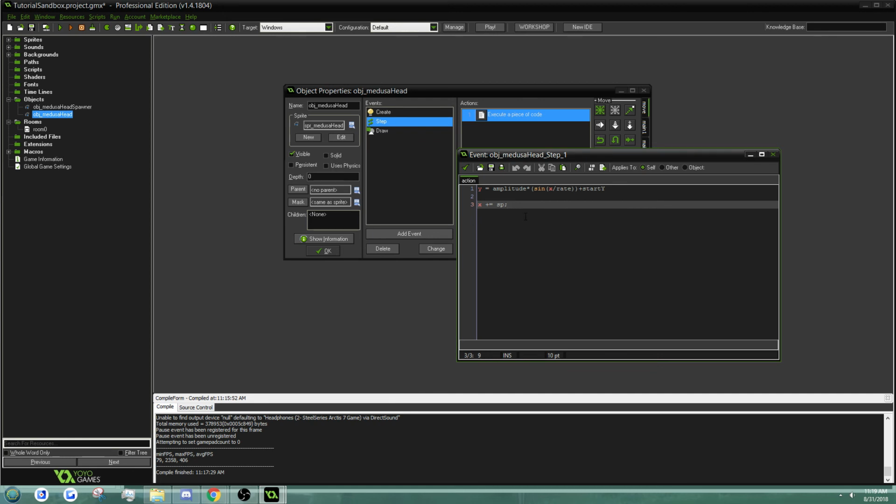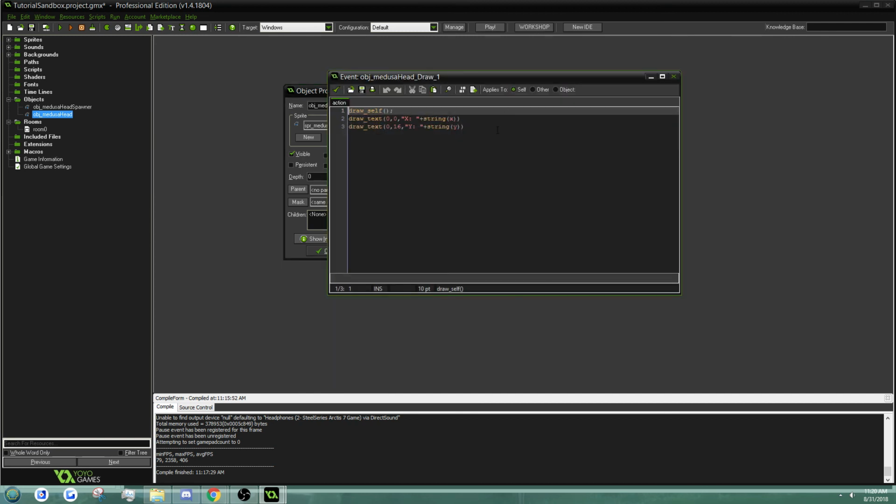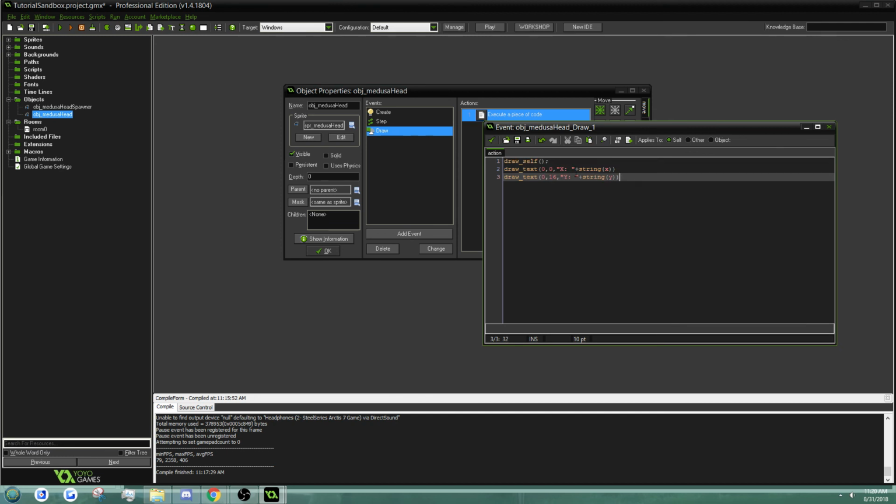Here's the actual code for the movement. X is going to keep increasing by the speed value every tick, and the Y value of the position for this object is going to be the amplitude multiplied by the sine of the X value divided by the rate plus the starting Y value. And the starting Y value is important because otherwise it'll start at 0 always. And that way you can put it wherever you want, or it'll start where it's created instead of at 0. And then I just have this for debugging purposes to show me the X and Y value.